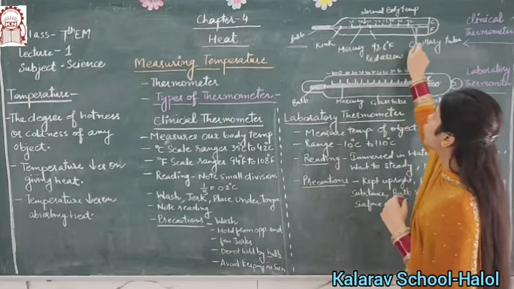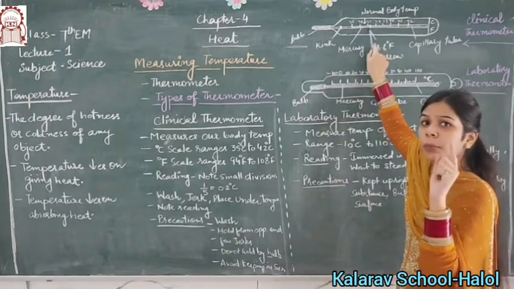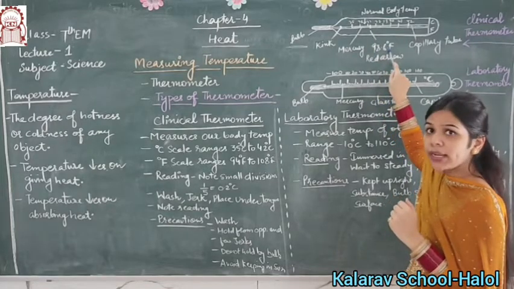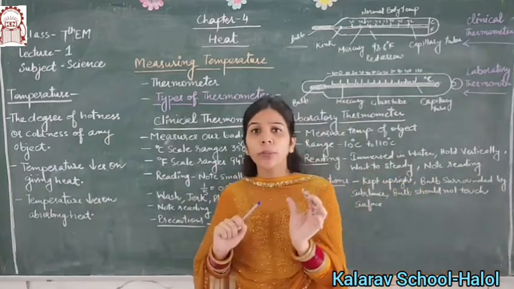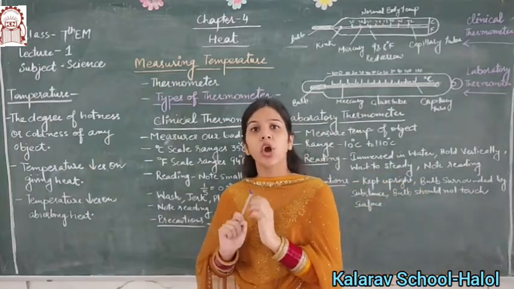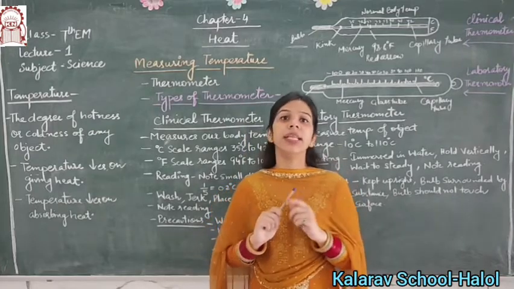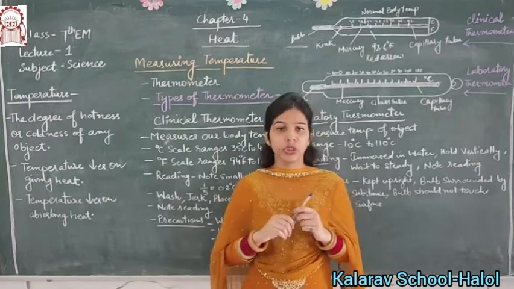The capillary tube is filled with mercury, and here is a red mark that represents 98.6 degree Fahrenheit, and 37 degree Celsius is the normal body temperature of a human body. You have to keep in mind that 37 degree Celsius is the normal human body temperature.